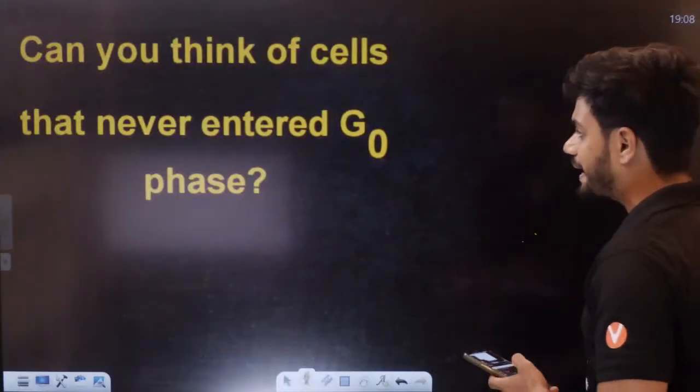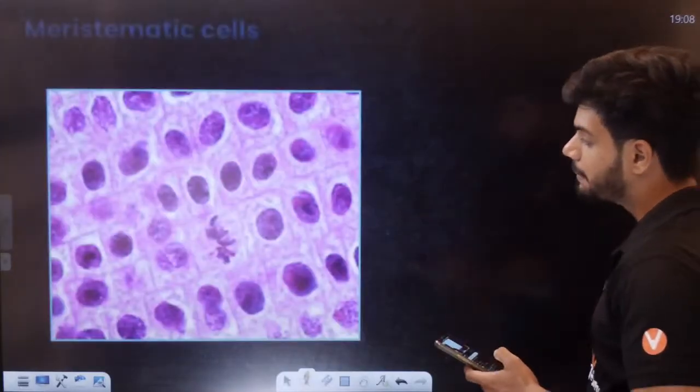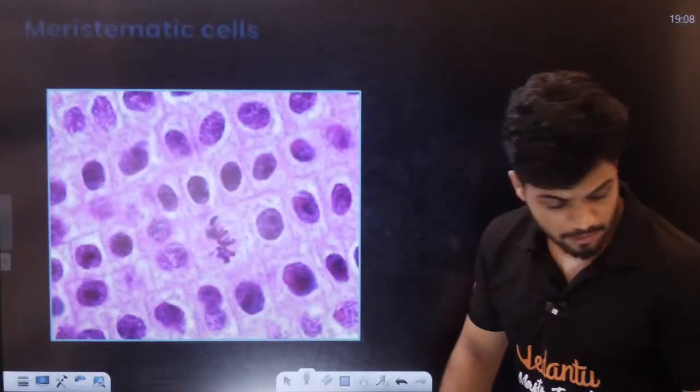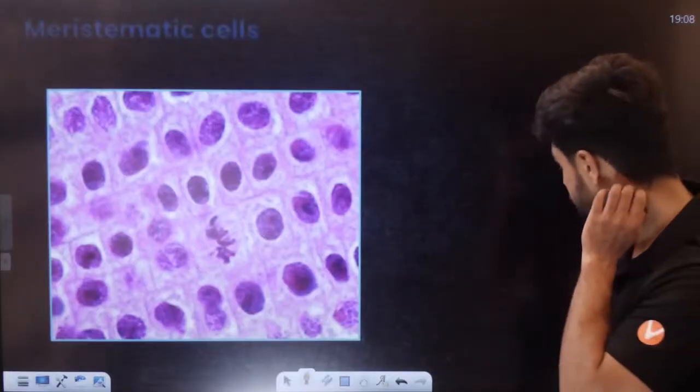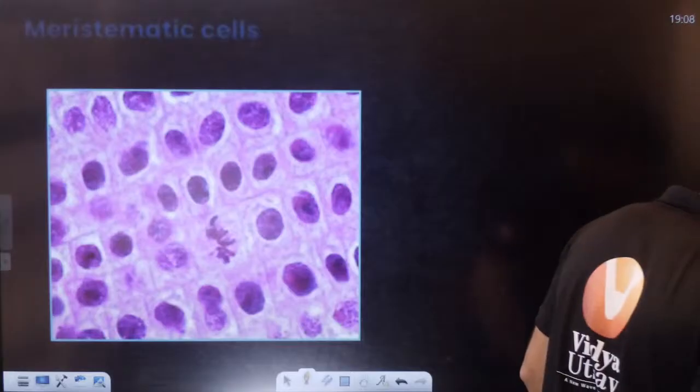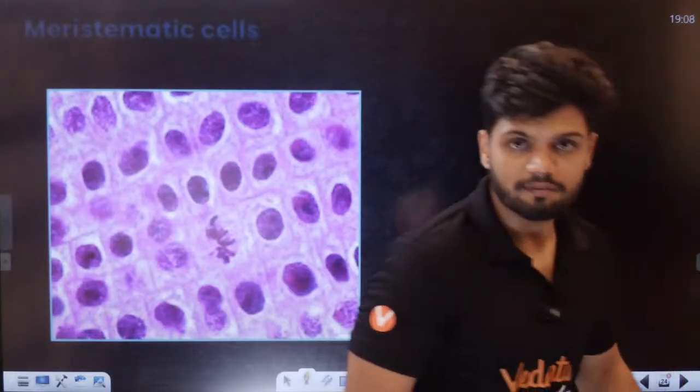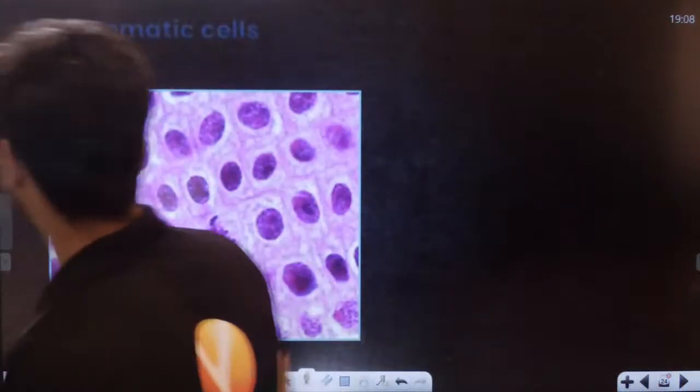So the cells which don't enter the G0 phase are basically your meristematic cells, students. These are your meristematic cells which never enter G0. The ones which never enter G0 are the meristematic cells, students.